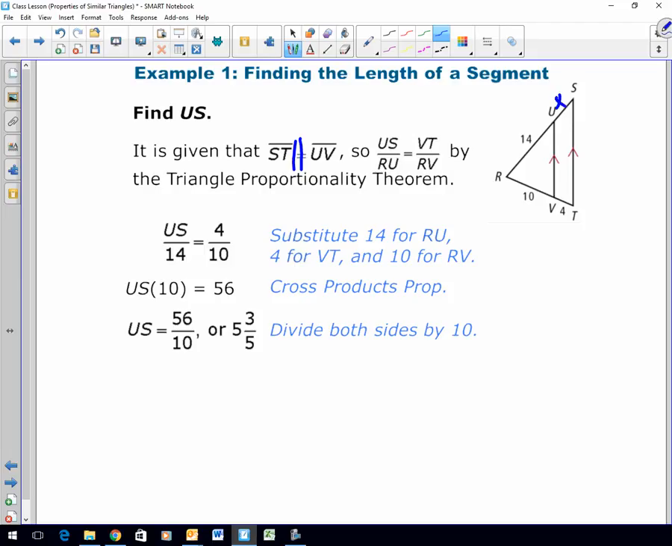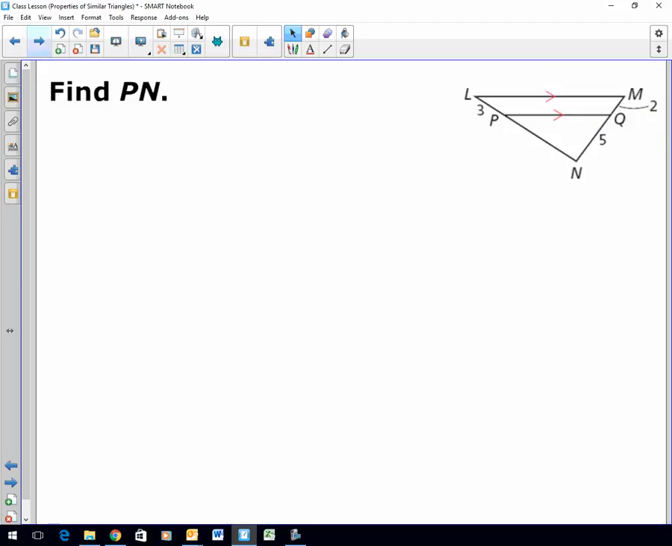Well, if I'm asked to find SU, it's a very simple setup, right? X over 14 would equal 4 over 10. What are you going to do there? Solve for X. Cross multiply. 10x equals 4 times 14, which is 56. Solve from there. Any questions on that? That was pretty easy, right? You guys try one.